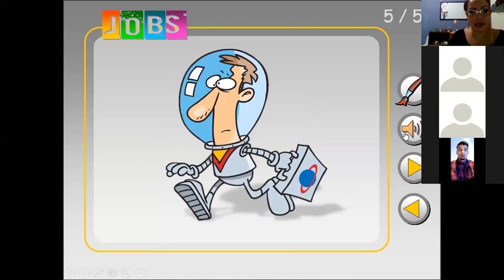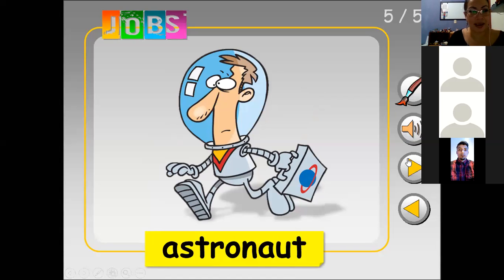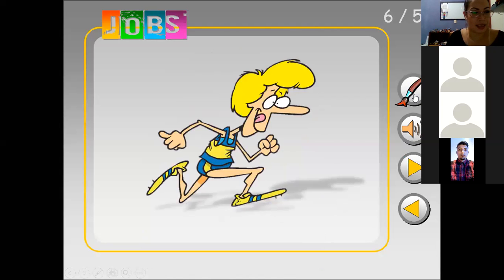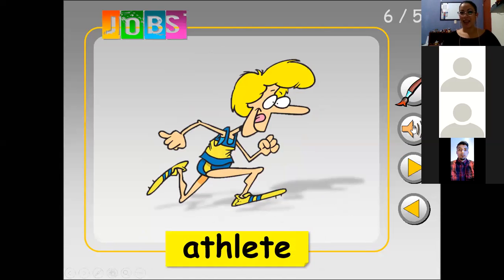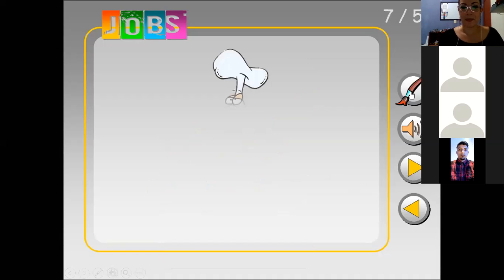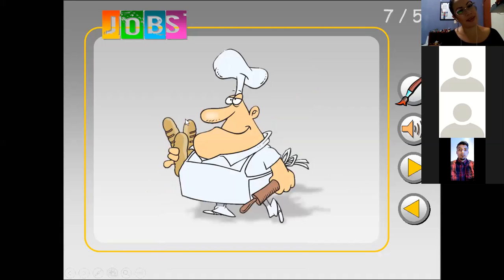This one is easy. Can you guess this one? An astronaut. Astronaut. And this one? I don't know, but solo se me ocurría runner. Runner, sí, es un corredor específicamente que solo corre, es runner, that's okay. And in general is athlete, un atleta, athlete, very good. And this one? Chef.